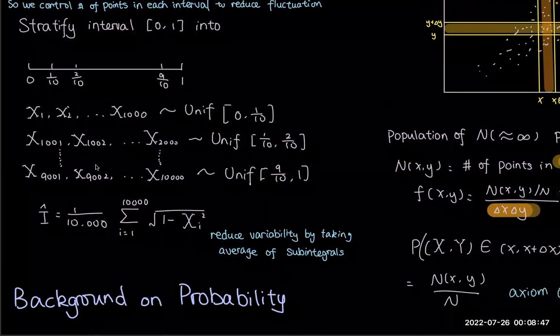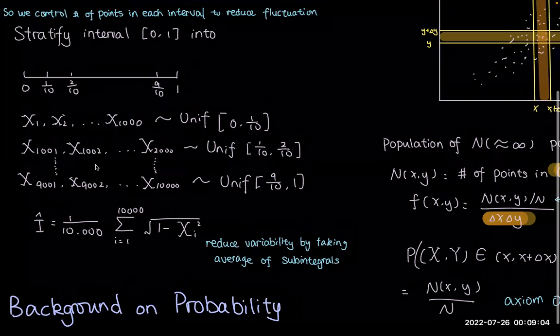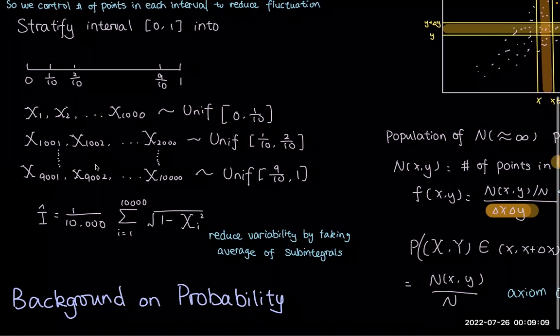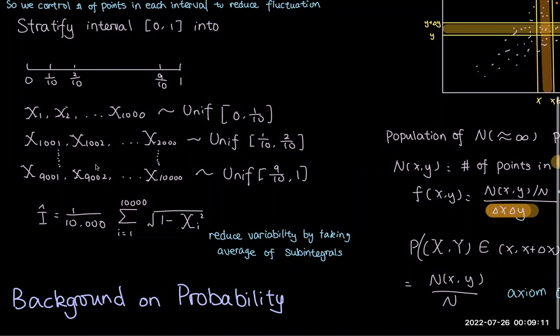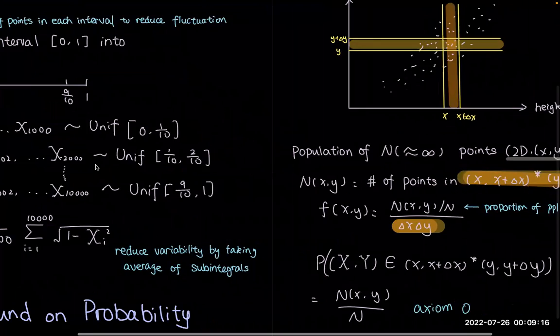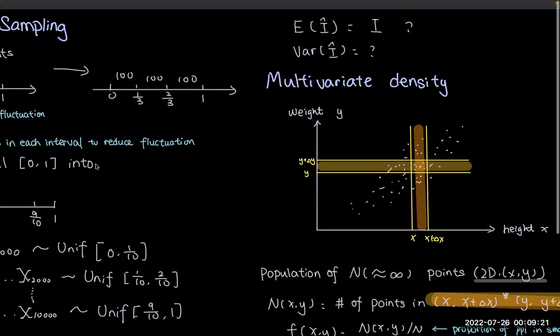Now, in order to study this more formally, I want to give you some background on probability theory. I don't want to make this course a course on probability theory. Rather, I just provide the necessary background whenever necessary. Here, our goal is to analyze the Monte Carlo methods, in particular, the expectation of I hat and the variance of I hat. For that purpose, we need some background on probability theory. And again, I want to do it in an intuitive way.